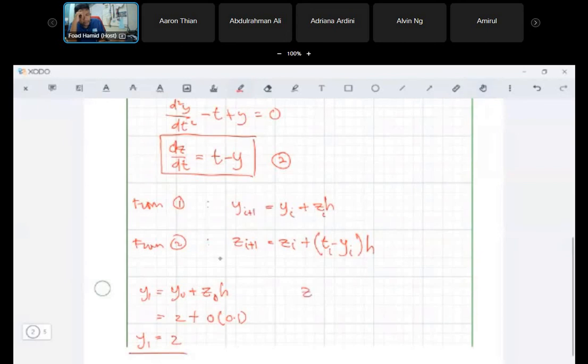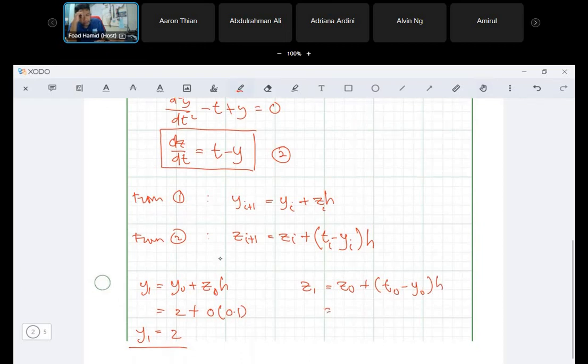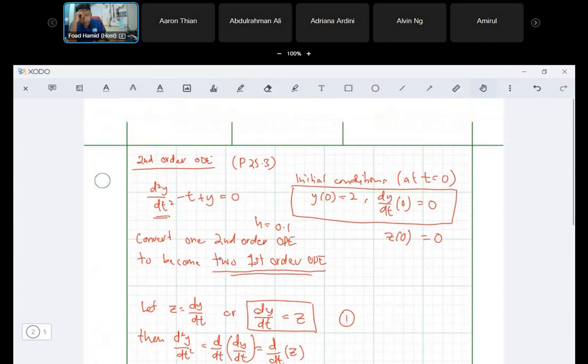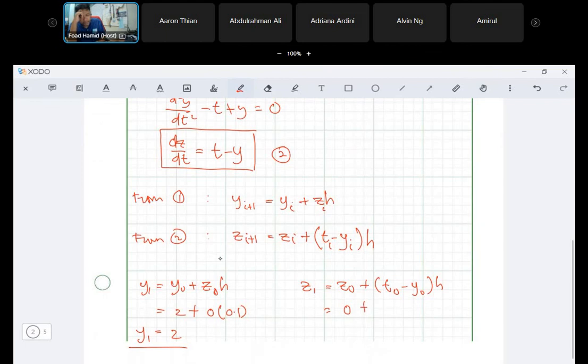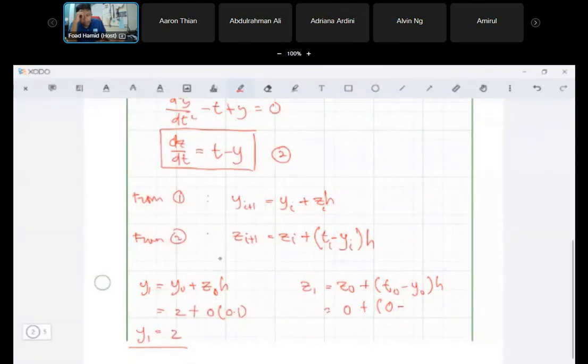And how about z now? z1 equal to z0 plus (t0 minus y0) times h. So z0 is 0, right? z0 is 0, initial condition. z0 is 0 plus t0 is 0 minus y0. y0 is 2 times h. h is 0.5.